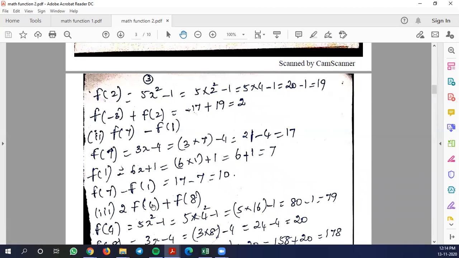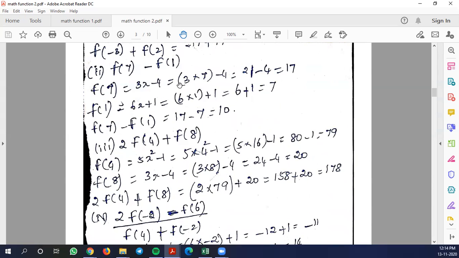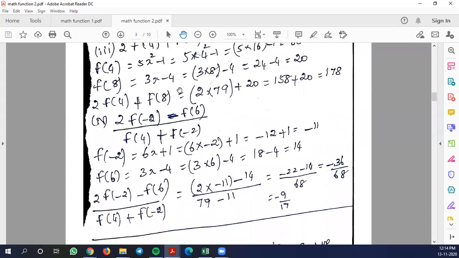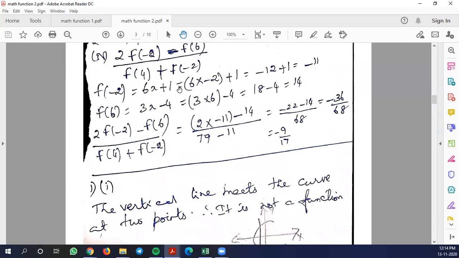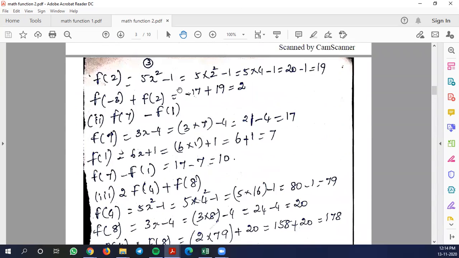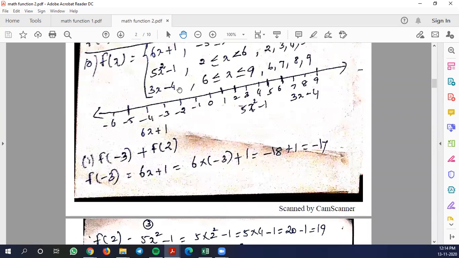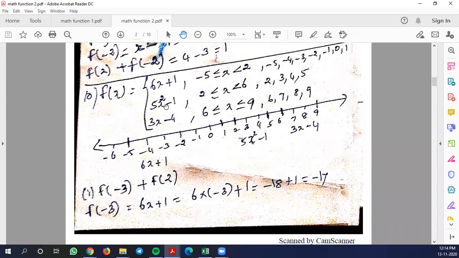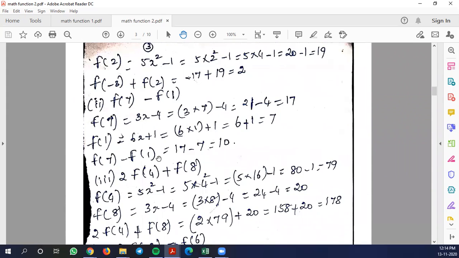Third question, f of 4 plus f of 8. So f of 4 comes in the first one, no? First slab. So f of 4, where does it come? So you have to go there. So it is 5x square minus 1, no? 5x square minus 1, that is equal to 5 into x is 4. 4 square minus 1. 4 fours are 16. 16 into 5 is 80 minus 1, it is 79.